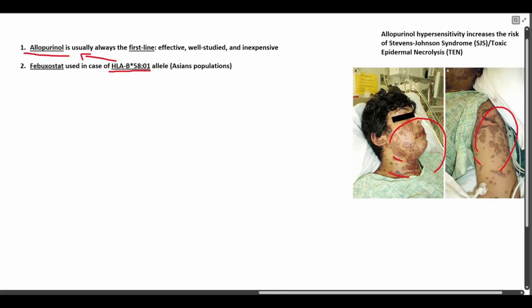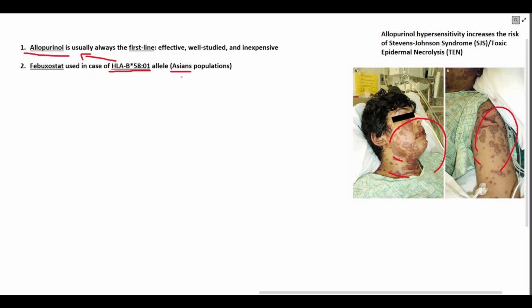If you're a doctor and you have an Asian patient that's presenting with gout, usually what you do is you screen them for this gene, and if they do have it, then you give them febuxostat.